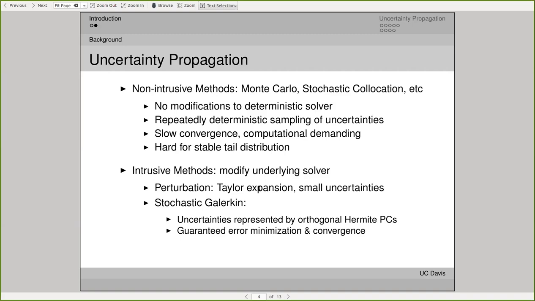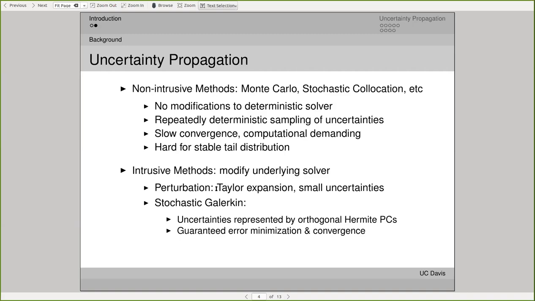Yeah, that's true. That's why we try to change to the intrusive method. For the intrusive method, you need to modify the underlying solver. So now you need to directly solve the stochastic partial differential equation, in your implementation part.